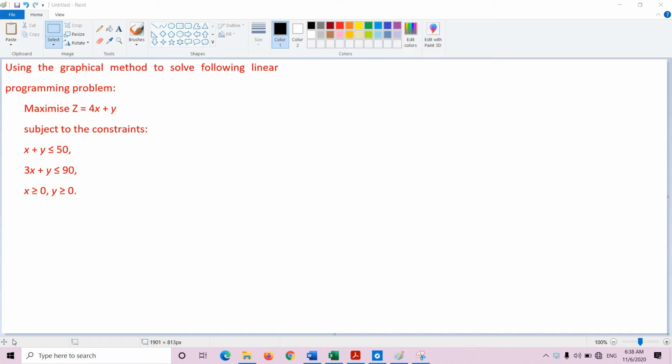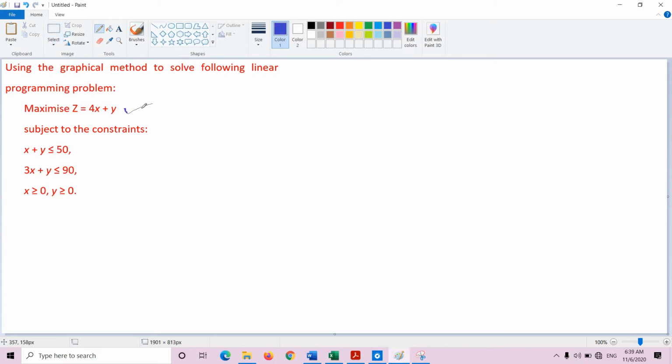Here is the question. Using the graphical method, solve the following linear programming problem: maximize z equal to 4x plus y, subject to the constraints x plus y less than or equal to 50, 3x plus y less than or equal to 90, and x greater than or equal to 0 and y greater than or equal to 0.